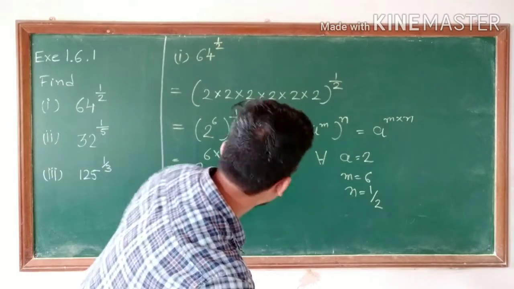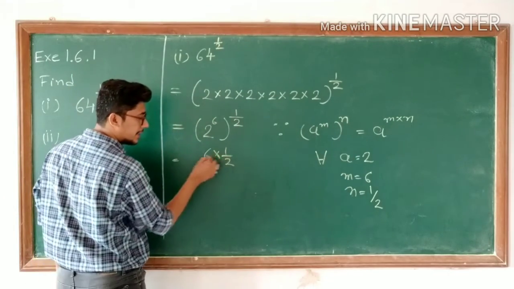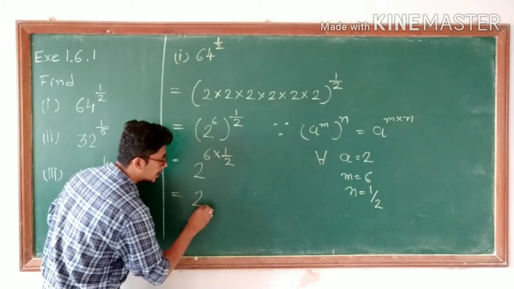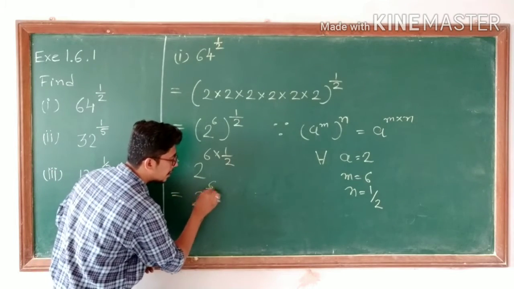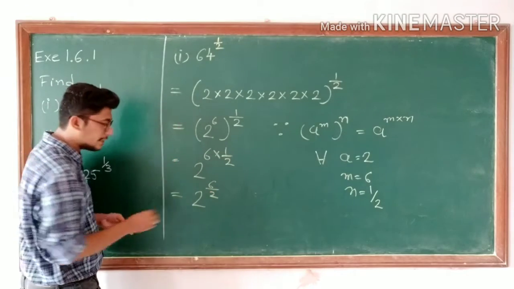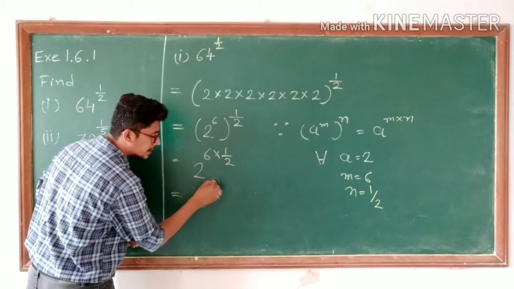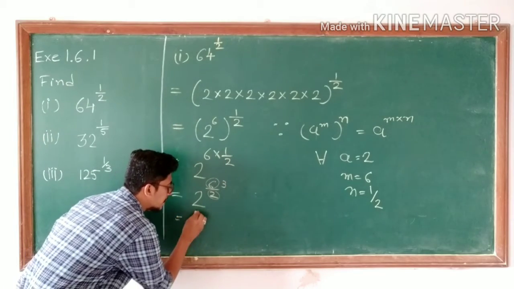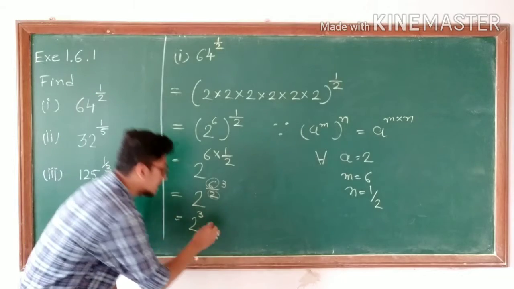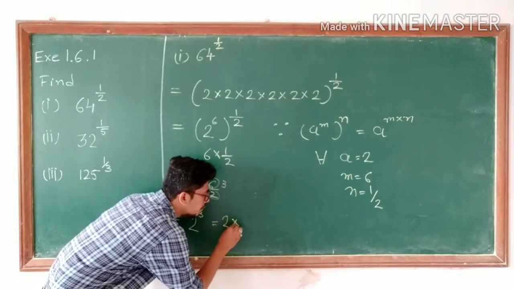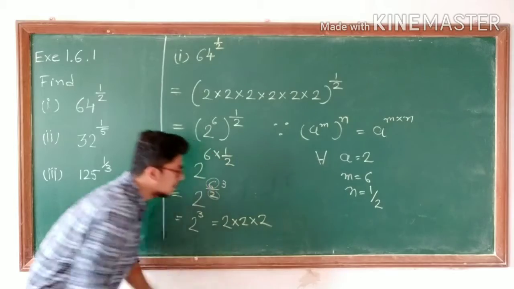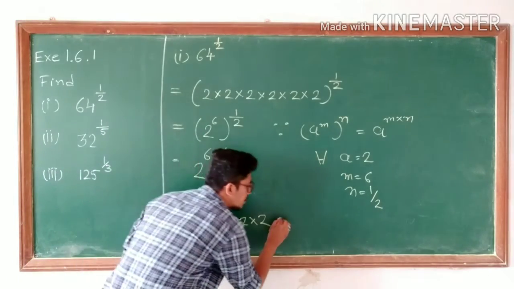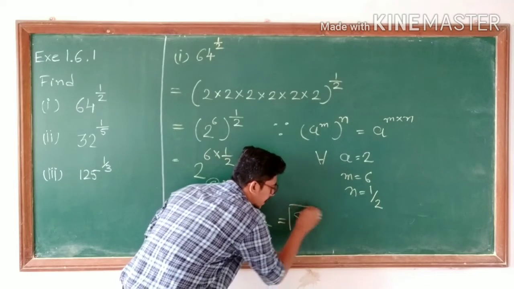So we know that 6 into 1 by 2 is nothing. I am adding one more step: 2 power 6 upon 2. 2 3s are 6. So we can write it as 2 power 3. 2 power 3 is nothing but 2 into 2 into 2. 2 2s are 4, 4 2s are 8. So the answer is again 8.